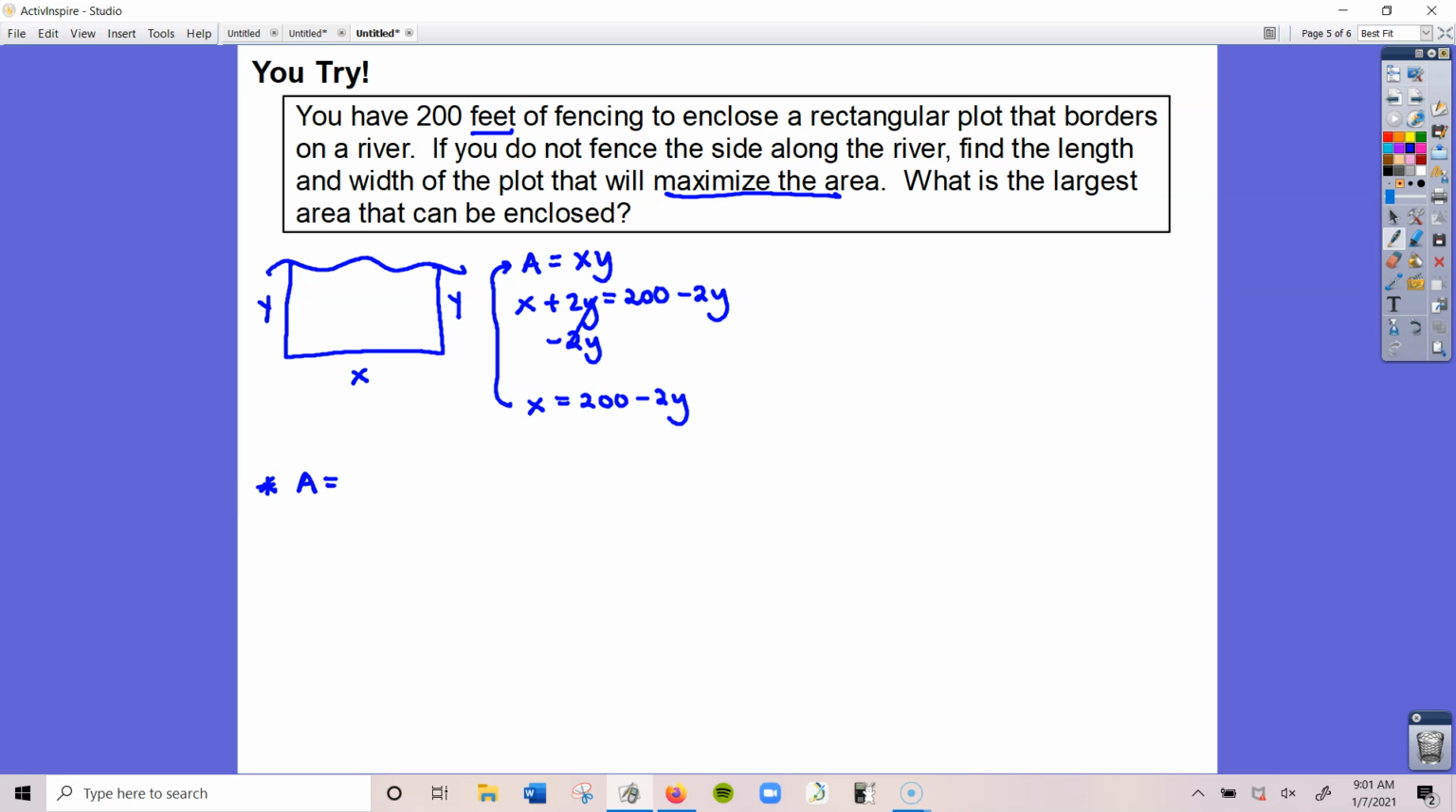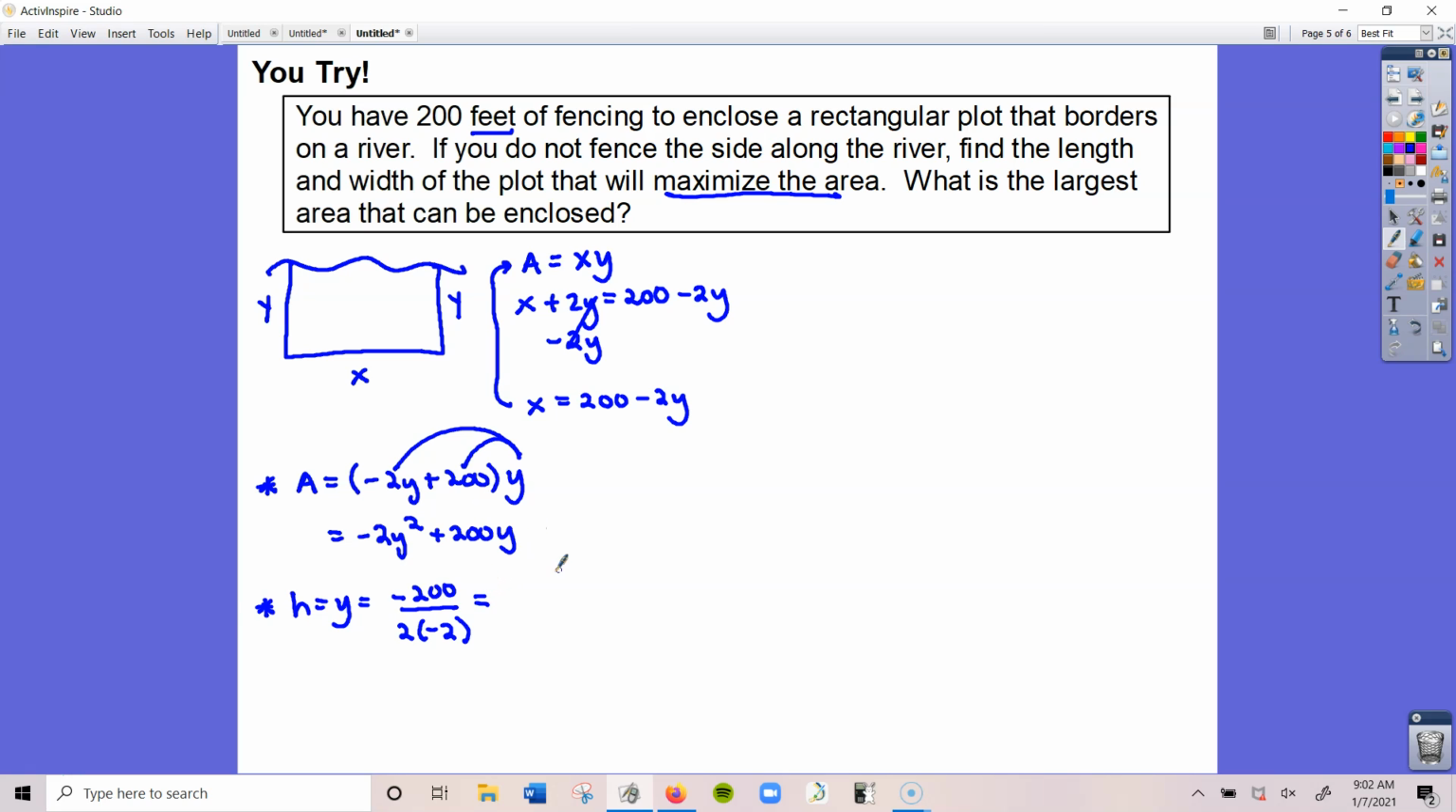Now remember, we take this and we plug it into the equation that we are trying to maximize. So my area is going to equal to x, which I'm going to write now in standard form, which is negative 2y plus 200 times y. Distribute, and we get negative 2y squared plus 200y. Now, since I'm trying to maximize, we're going to find the vertex, so h, which in the case of this equation, since it's in terms of y, is going to equal to the value of y, which is negative b, so negative 200 over 2 times a, which is negative 2.